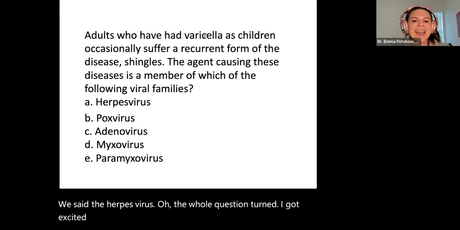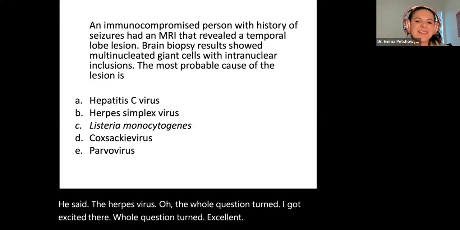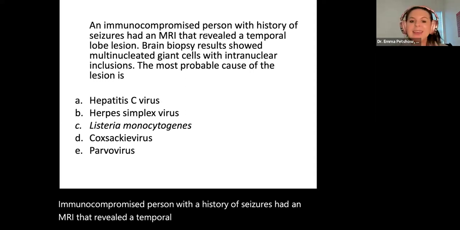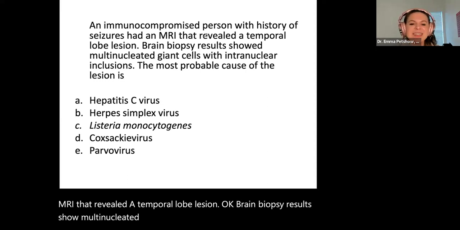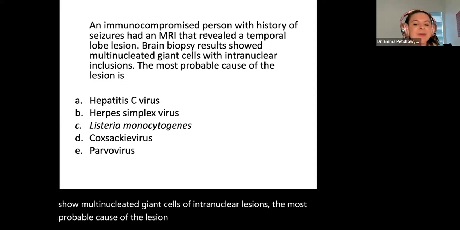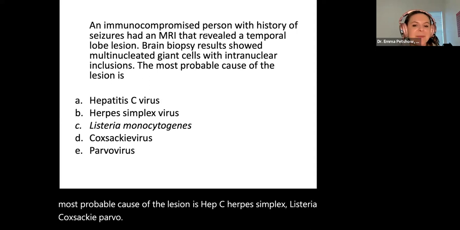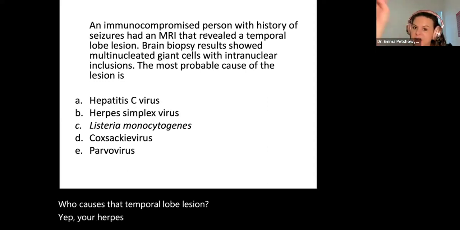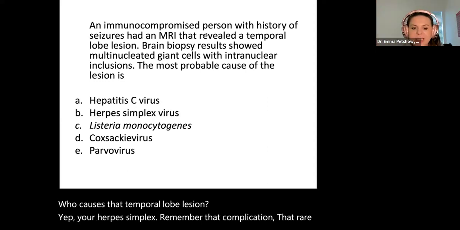Excellent. An immunocompromised person with a history of seizures had an MRI that revealed a temporal lobe lesion. Brain biopsy results showed multinucleated giant cells with intranuclear lesions. The most probable cause of the lesion is Hep C, herpes simplex, listeria, Coxsackie, parvo. Who causes that temporal lobe lesion? Yep, your herpes simplex. Remember that complication, that rare but bad complication?